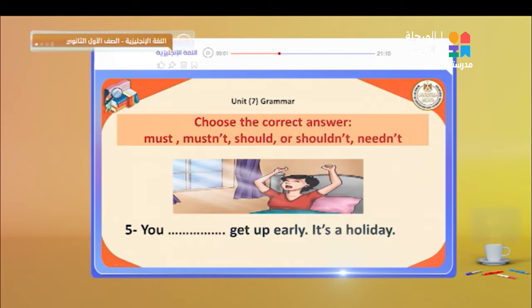Look at this picture. You get up early, it's a holiday. As we said before, it's a holiday. So what should we use here? Can we say you mustn't or you shouldn't get up early? Or we use needn't, you needn't get up early. Of course, here it's something optional. It's a holiday and it's not necessary for me to get up early, but it's optional. I can get up early or not. So you needn't get up early. It's a holiday.